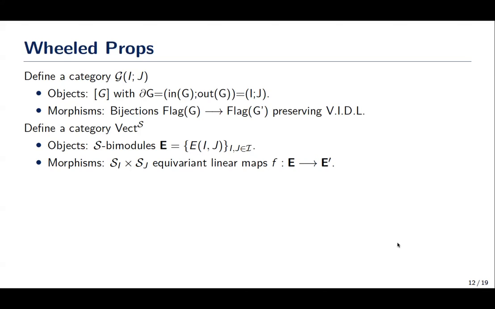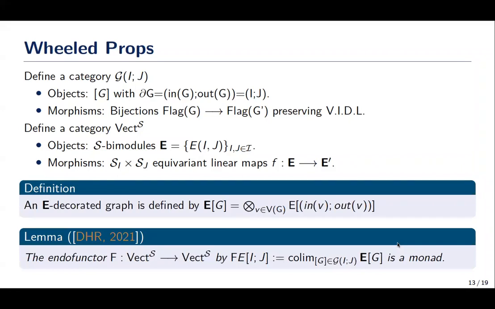And now that I have these 2 categories, I'm going to define this operation. We call it E-decorated graph, where E of G is defined by, that means this is a bimodule where the indexing set is labeled by graphs.